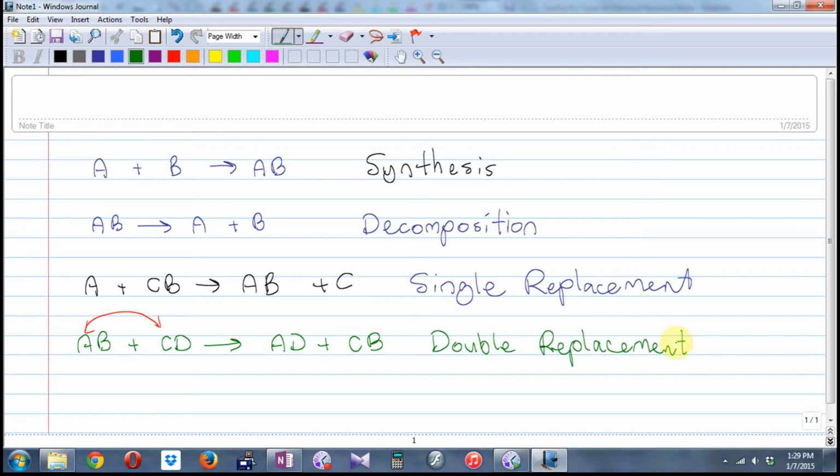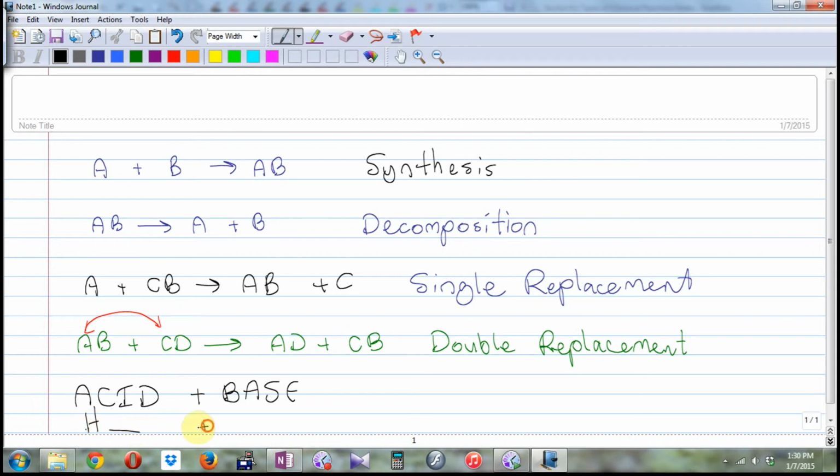The 5th one was technically review from last unit. Now, acid was H something, plus base was something else, OH. What did we get here? Rylan, you had this last time. Salt and H2O. What did we call that one? And that's where we left off.